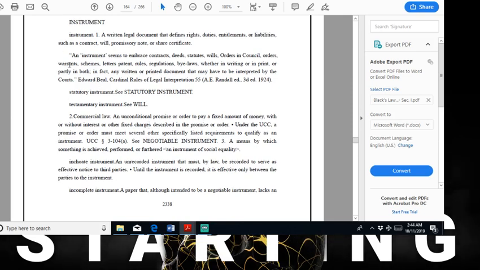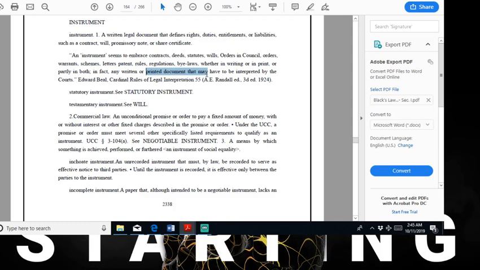Now, it says, an instrument seems to embrace contracts, deeds, statutes, wills, orders, and counsel, order, warrants, schemes, letter patents, rules, regulations, bylaws, whether in writing or in print or partly in both. In fact, any written or printed document that may have to be interpreted by the courts.